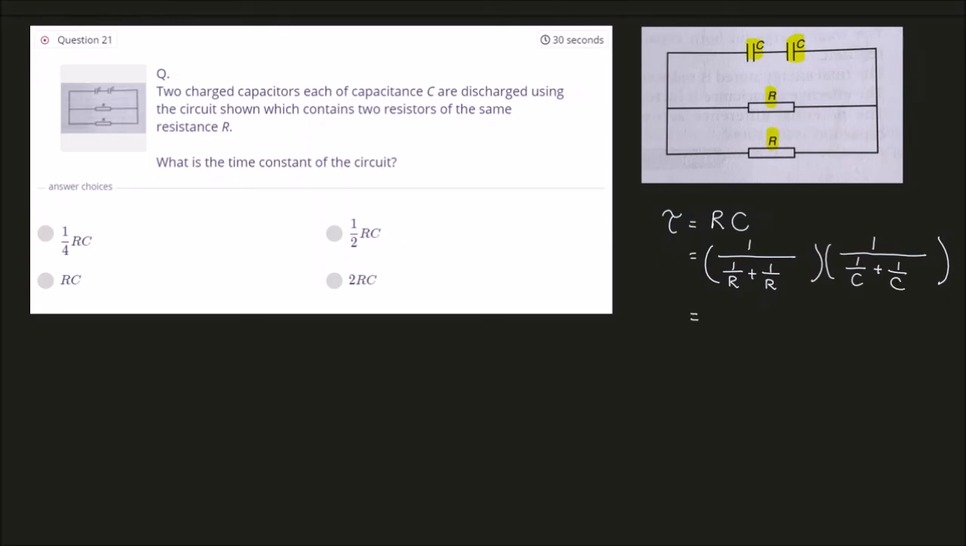Now if we manipulate the algebra, you have R over 2, and you multiply it with C over 2. In that case, you get the time constant, which is 1 over 4 RC. In that case, our answer should be A, the first one, 1 over 4 RC. So that's it for question 21.